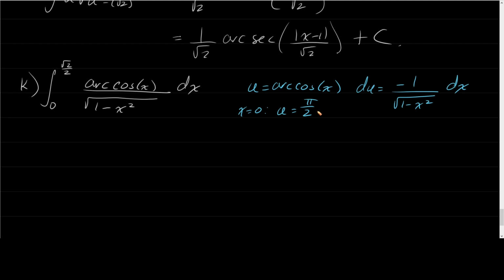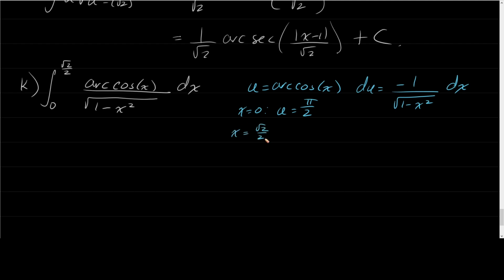Anyway, arc cosine of 0 from the unit circle is really saying what angle do you need such that cosine of that angle is 0. And that's why it's pi over 2, because cosine of pi over 2 is 0. And so that's when x equals 0.